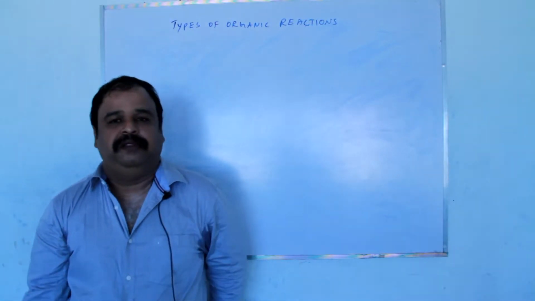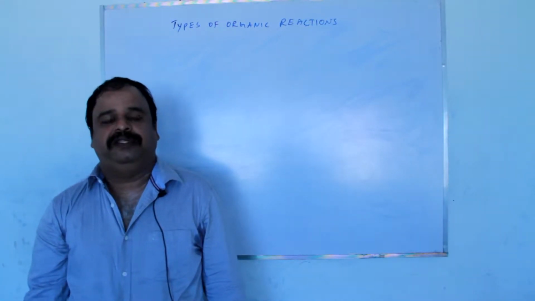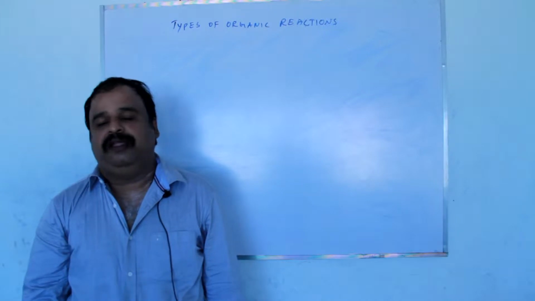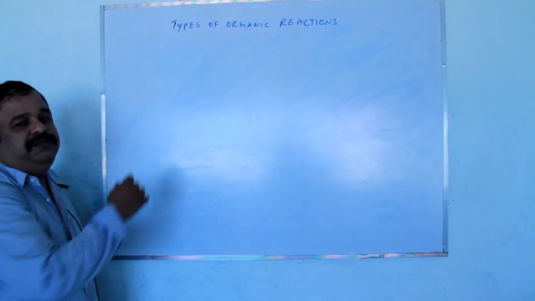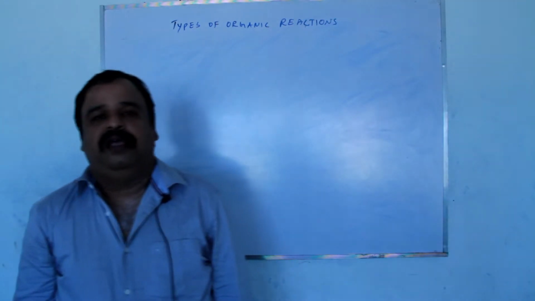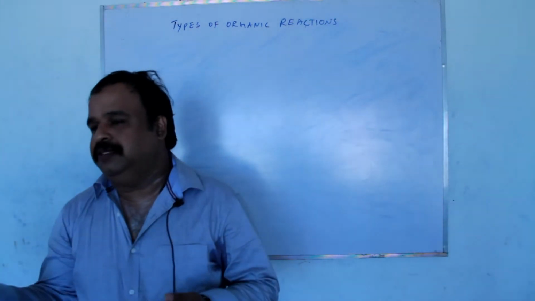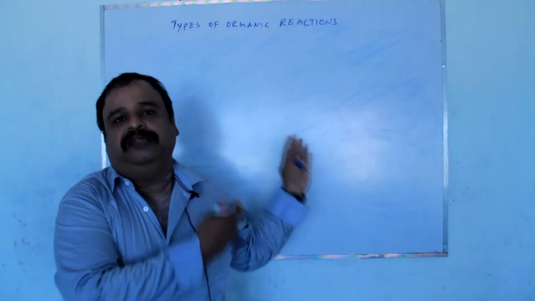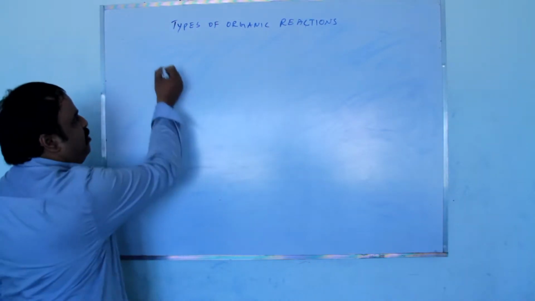Hi to all. Today we are going to discuss the types of organic reactions. We know that organic compounds mainly undergo covalent reactions, and depending upon the reagents, there are so many types of reactions. Now let us see.